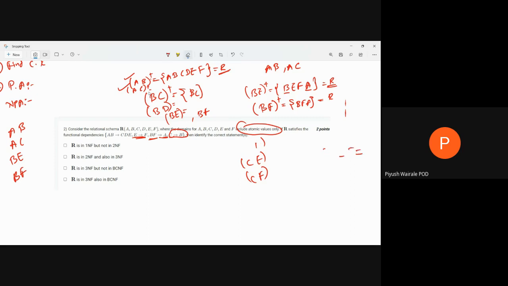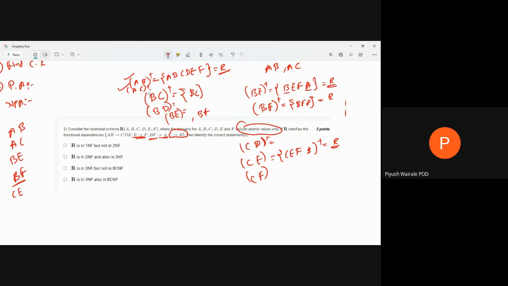Now, what about CD? Are we getting AB, AC, BE, BF in that? CD is not the key, sir. CD is not the key. CE? From E, I will get F only, right? Yeah. CE: from E, I will get F, and from C, I will get B, right? And BF is a key. So its closure will give me R. So C is also a key.